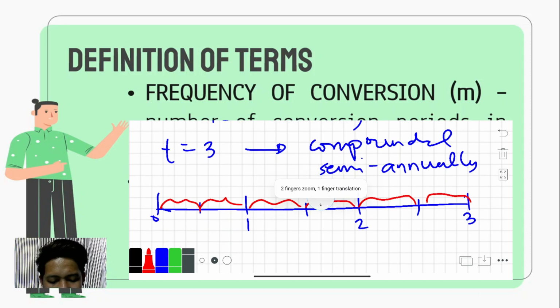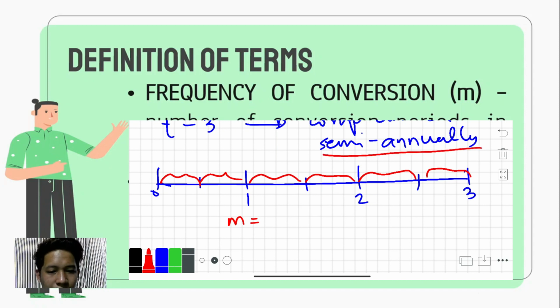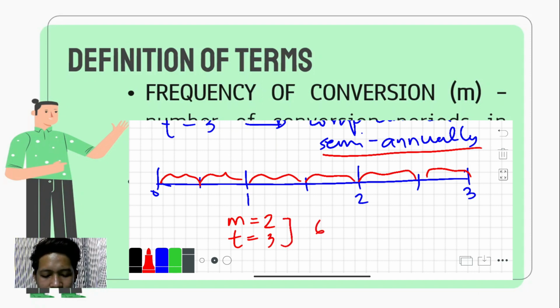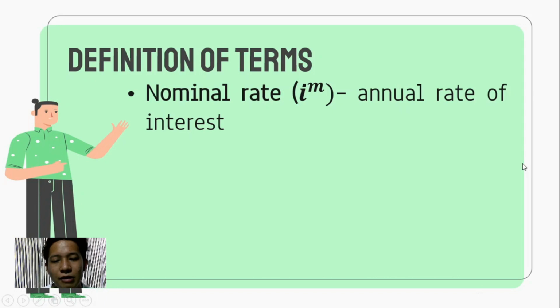So, makukuha lang natin yan by simply, para mas madali, your frequency of conversion, sabi natin semi-annual, meaning 2, and then your time is 3. So, we have 2 times 3, that would be 6. So, the total number of conversions would be 6. Okay po? Next is what we so-called the nominal rate. When we say nominal rate, it is the annual rate of interest. Yung pinag-usapan natin kanina na rate sa isang buong taon. Okay, ito po yung R dun sa previous discussions natin. Ito po yung R. Pinalitan lang natin siya ng i raised to m.